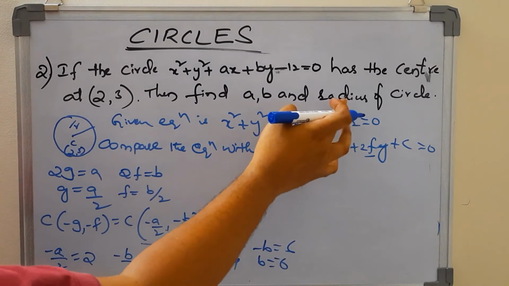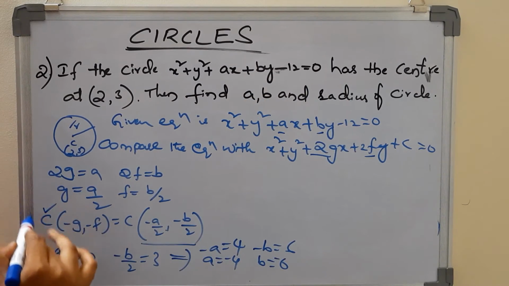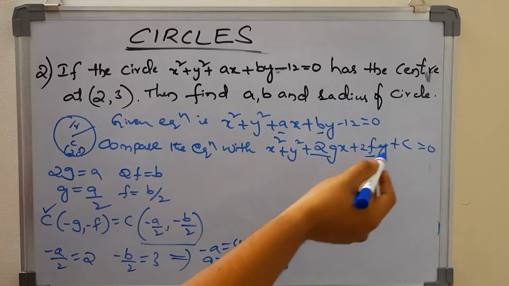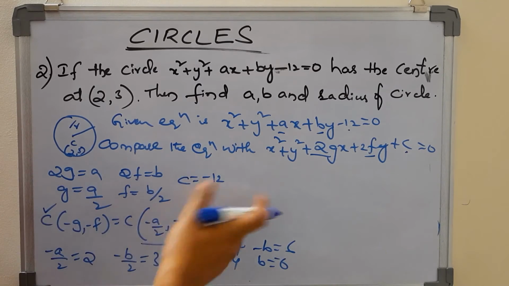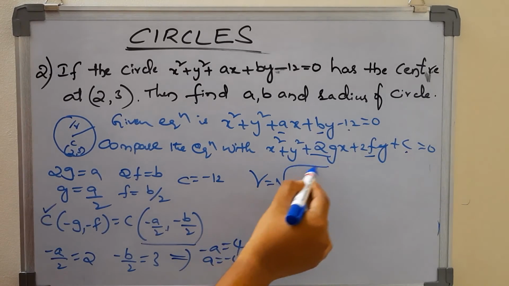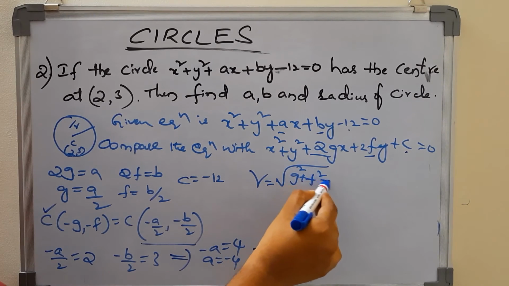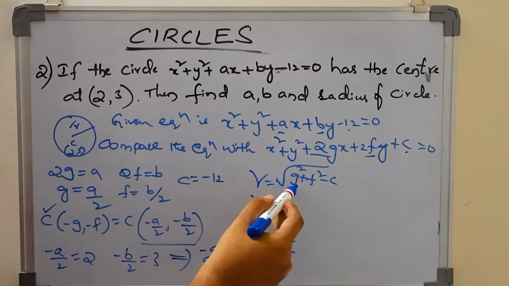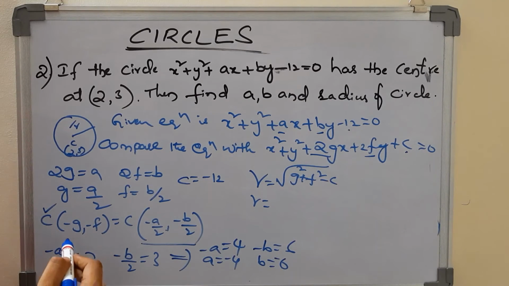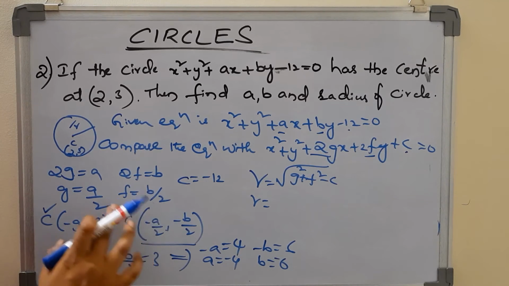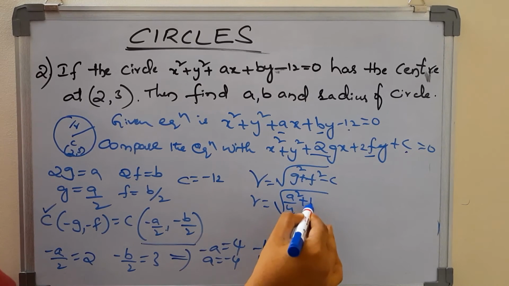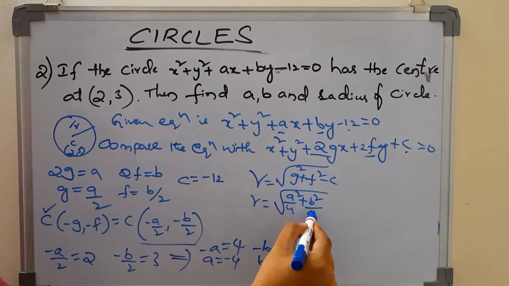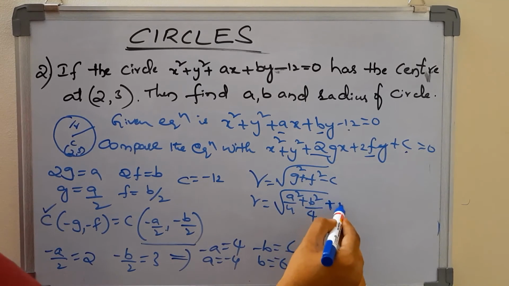Now we have to find the radius of the circle. We know minus g comma minus f and c. What is the c here? c is minus 12. Whenever you know g, f, c, we can find the radius of the circle very easily with this form: root of g square plus f square minus c. r is equals to, what is g here? g is, sorry, a by 2, right? That means a square by 4 plus b square by 4 minus of minus is plus 12.